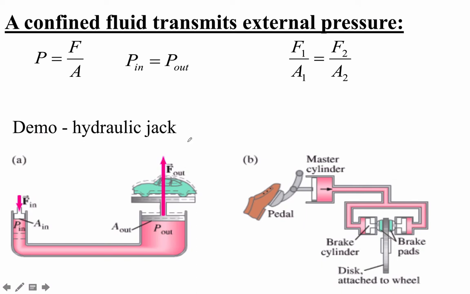So this is Pascal's principle, right? A confined fluid transmits an external pressure. Pascal's principle, I think, also says that a fluid presses at right angles to the walls of its container. So this fluid is going to press this way, this way, this way on all these walls, right? It always pushes at right angles to the wall, and it pushes with the same pressure everywhere.